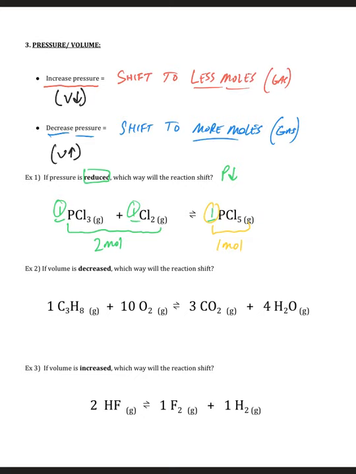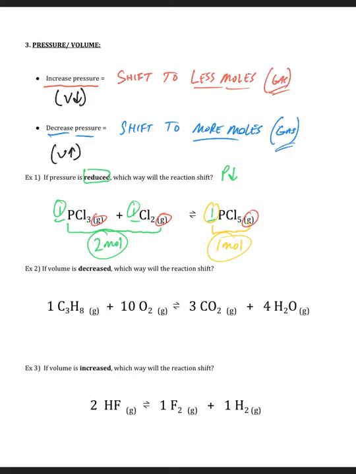gas. And notice that each of these subscripts are G, meaning they're all gases. And that is really important because if they're not, then pressure will not alter this particular reaction. Okay, so I have 2 moles of gas on the reactant side, 1 mole of gas on the product side.